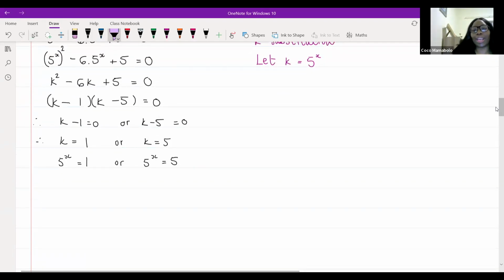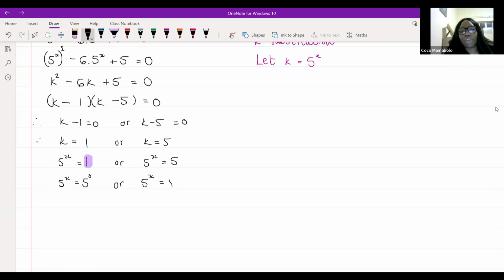All right. I know that I can rewrite 1 as what? How else can I rewrite 1, guys? Yes, that's it. That's it, Narisha. Beautiful. I'm going to get 5 to the power of x is equal to 5 to the power of 0, or 5 to the power of x is equal to 5 to the power of 1. And then we'll gently lay down each of our bases. And that means that x is equal to 0, or x is equal to 1.